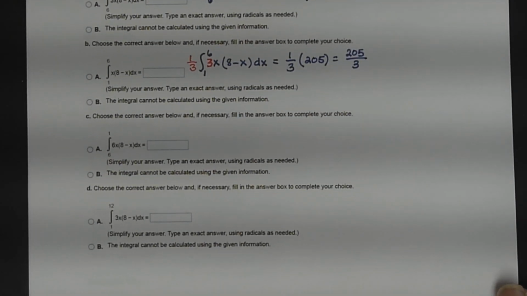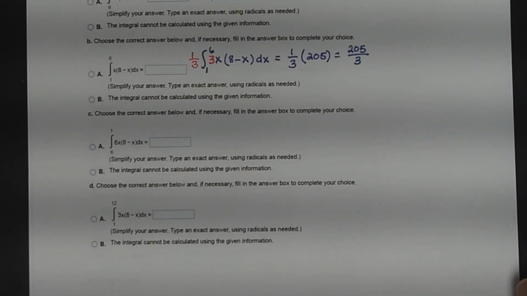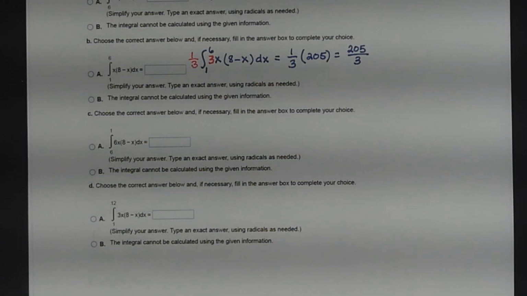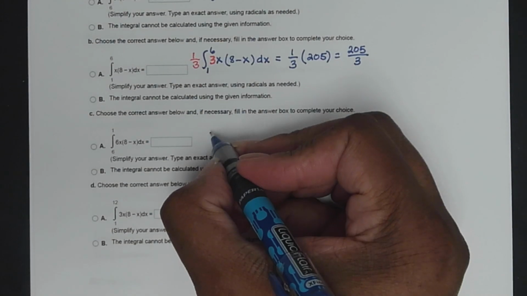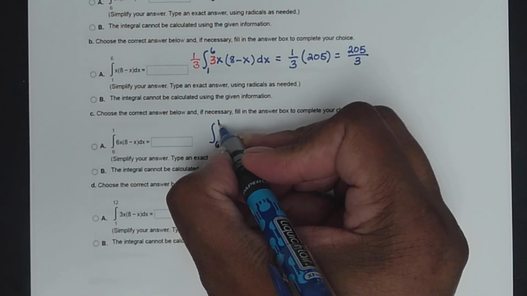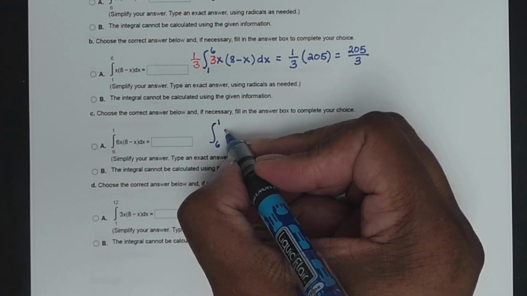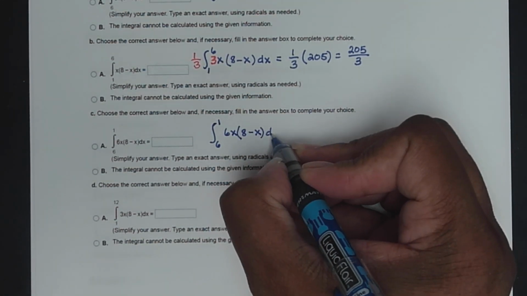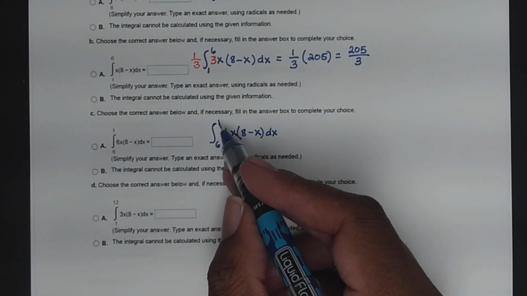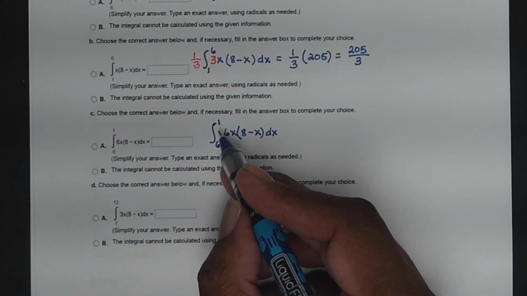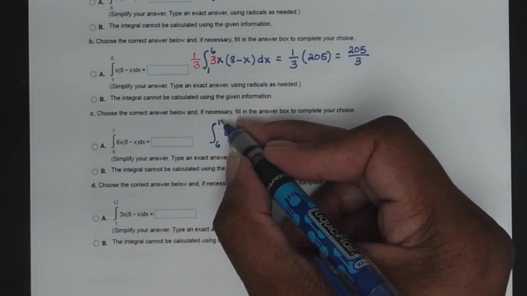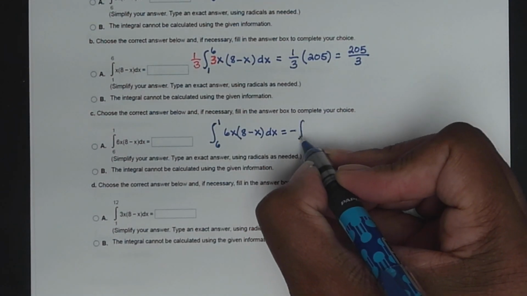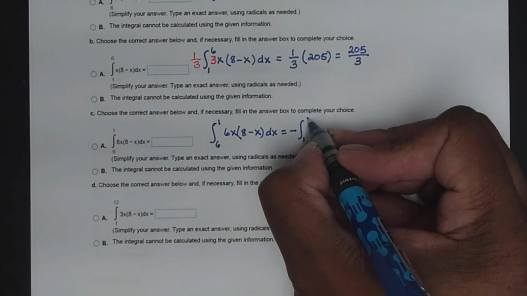All right, part C looks like this. We got the integral from 6 to 1 of 6x times the quantity 8 minus x dx. Notice the bigger numbers on the bottom, the smaller numbers on top. I need to change it to where the smaller numbers are on the bottom and the larger numbers on top. So I need to flip these and then put a negative sign in front. So it'll be negative times the integral from 1 to 6.